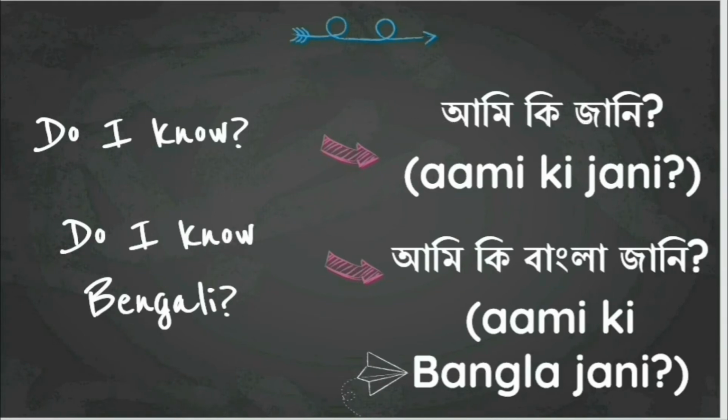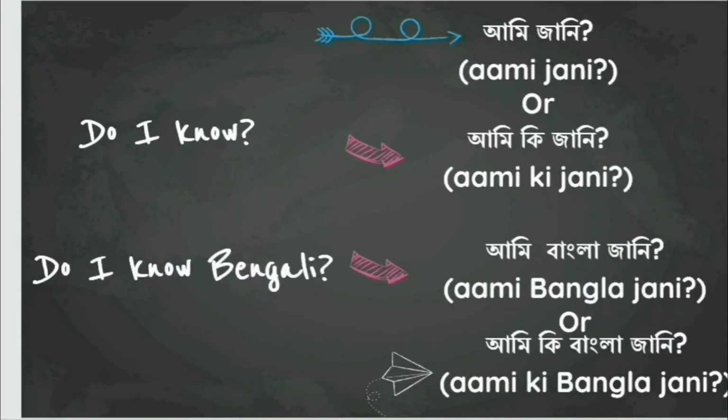The meaning is the same. So here is another chart for you so that you know. So that means we can express it in two ways. So do I know, it can be said in two ways in Bengali. One is ami jani or ami ki jani. Then do I know Bengali? Ami Bangla jani or আমি কি বাংলা জানি?